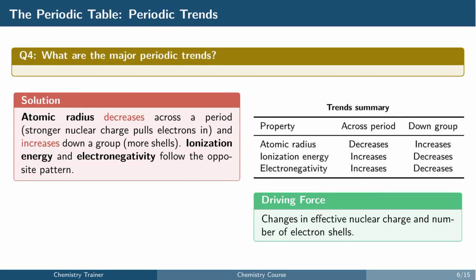Question 4. What are the major periodic trends? Atomic radius decreases across a period due to stronger nuclear charge pulling electrons closer, and increases down a group due to additional shells. Ionization energy and electronegativity follow the opposite pattern. Increase across a period, decrease down a group. These trends are driven by changes in effective nuclear charge and number of electron shells.